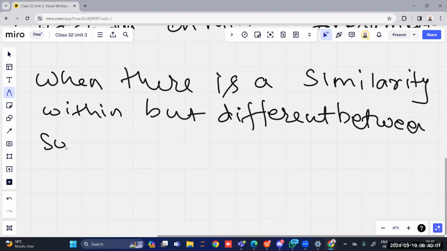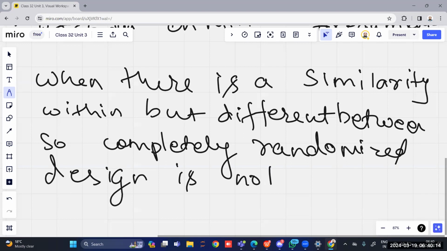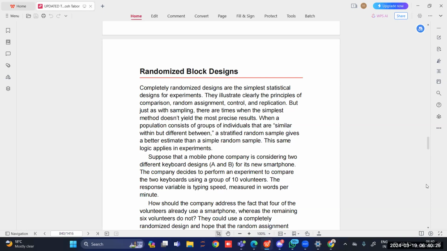So completely randomized design is not suitable. Likewise, we have seen that for a very large population, random sampling was not suitable. So we came on to stratified. That's the reason the same thing is here. So it is not suitable. See here, he is telling a stratified random sample gives a better estimate than a simple random sample.